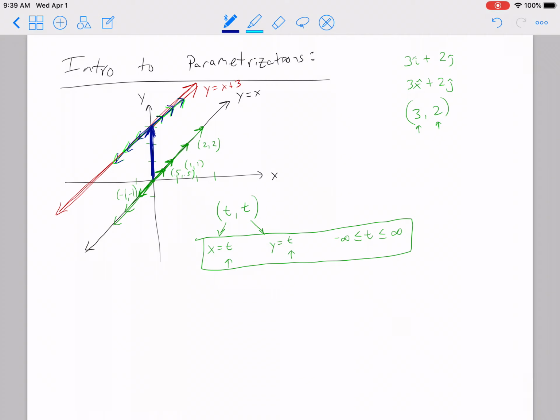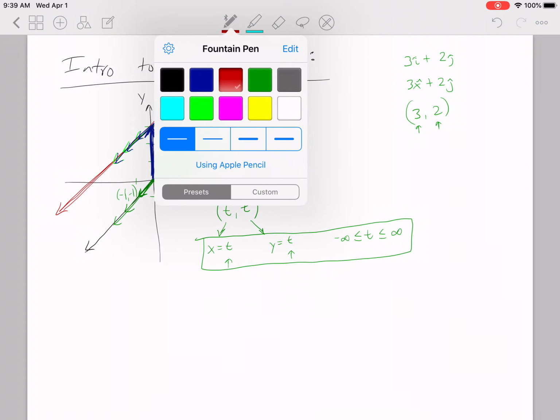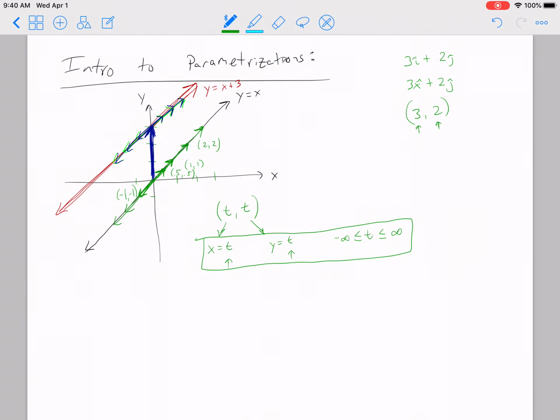So for the y equals x plus 3 one, let me put a note here. This was for y equals x. What we're going to do for y equals x plus 3 is we're essentially going to have the same t, but we're going to add on this other vector. This vector here, this blue vector, is the vector 0, 3. It's 0 in the x direction and 3 in the y direction. And we'll get 0, 3, just like that.